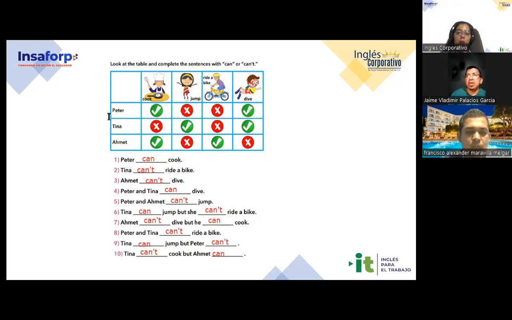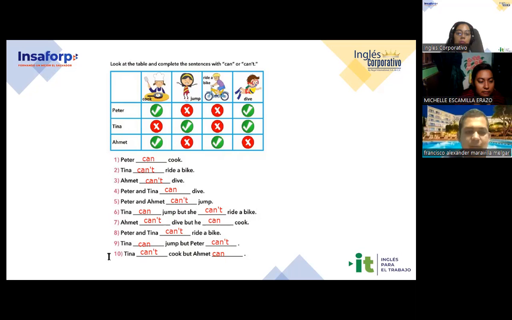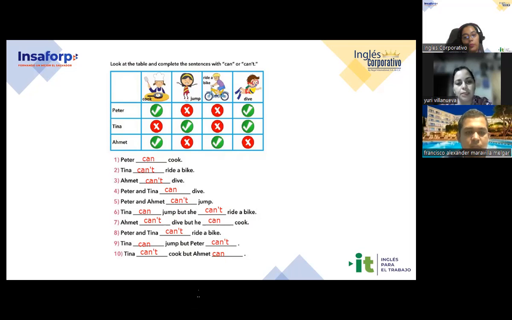Amnet can't dive. Dive. Okay. Number four. Peter and Tina can't dive. Excellent. Number five. Peter and Ahmed can't jump. Excellent. Number six. Tina can jump, but she can't ride a bike. Excellent. Number seven.